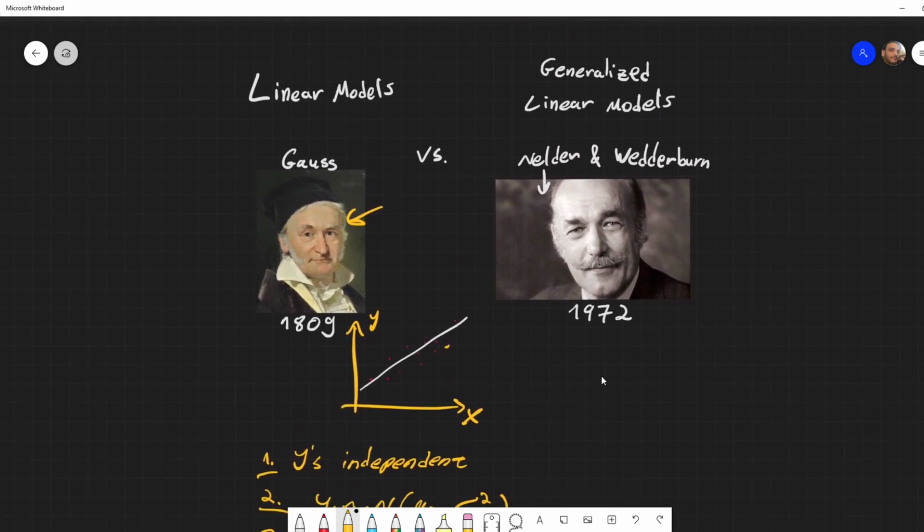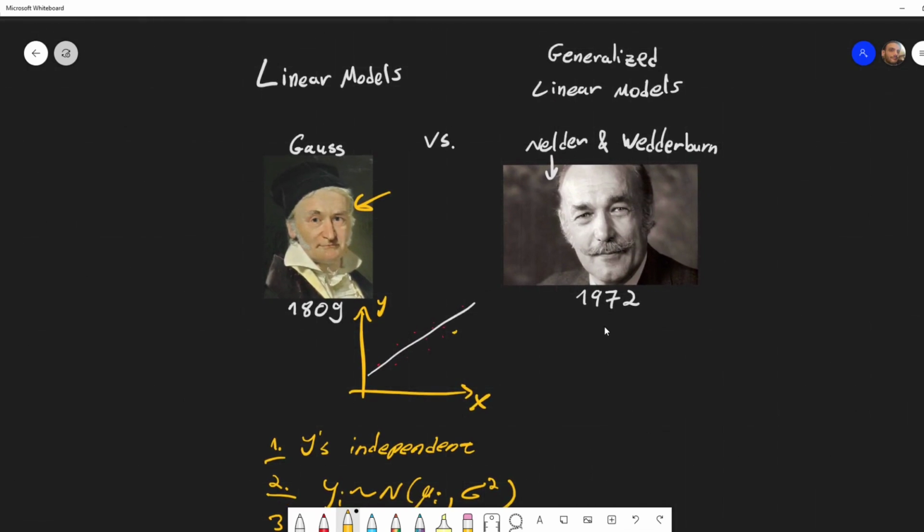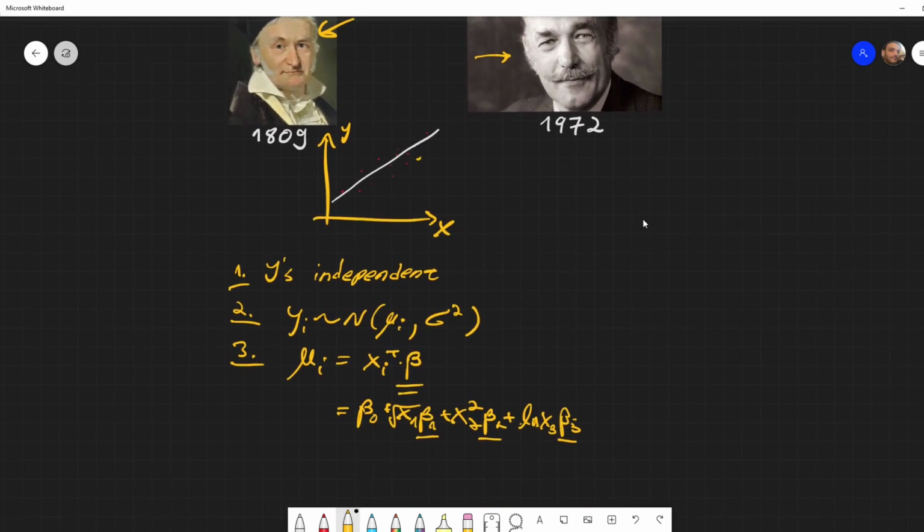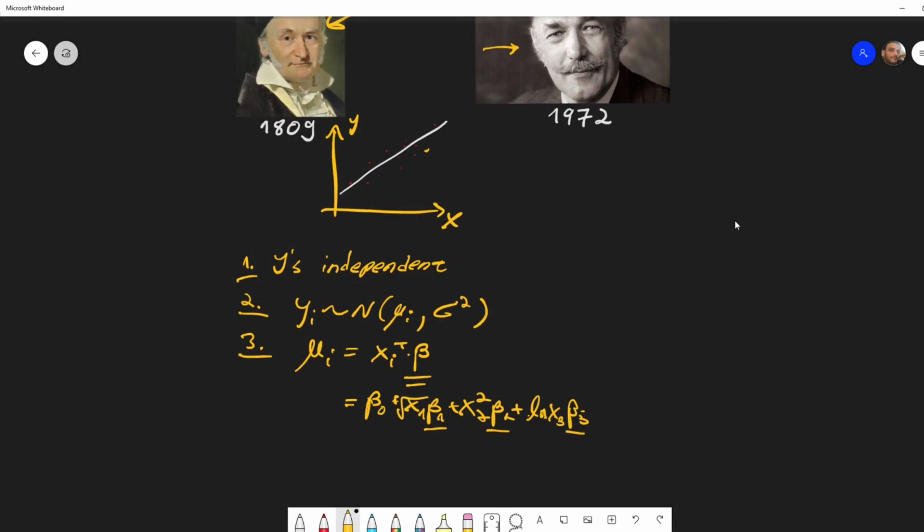Generalized linear models came almost two centuries later, by two fellows named Nelder and Wedderburn. This guy over here is Nelder. It takes the linear models and generalizes them a bit. It takes the second assumption, and instead of saying that the y's are coming from a normal distribution, it says that the y's are coming from any exponential family distribution.